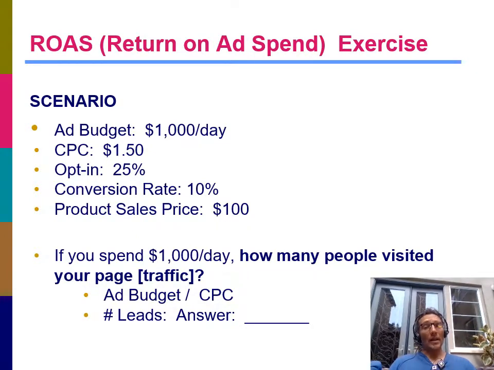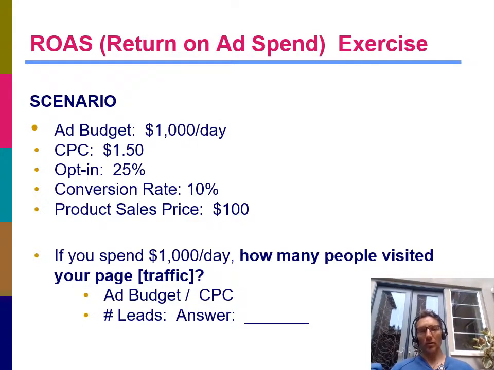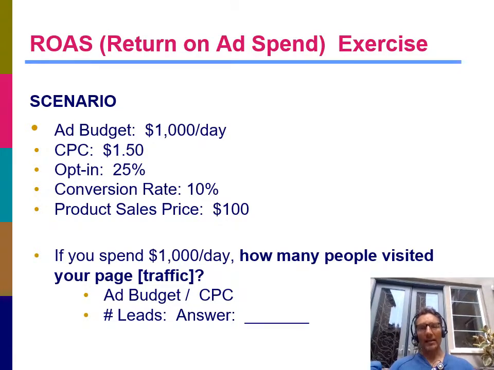And then let's assume that our opt-in rate is 25%, meaning 25% of the people that click on your ad actually give you their email, their contact information. They've opted in, they want to get more of your free stuff, and they've given you their email to do so. The fourth bullet point, conversion rate of 10%. That means out of the traffic that's coming in, 10% of those leads actually buy something, and the product that you're selling has a price of $100.